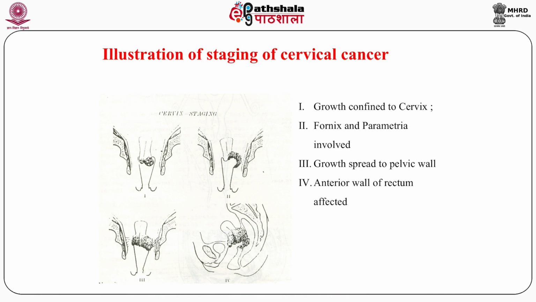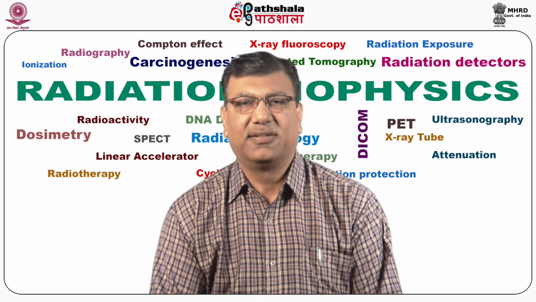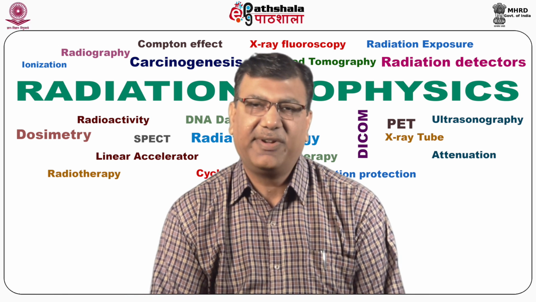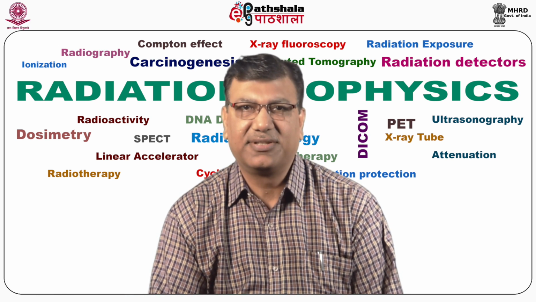This again shows the different stages of cervix cancer. Growth is confined to the cervix in the first case. In the second case, growth is in the fornix and parametria are involved. In the third stage, growth has spread to pelvic walls. And in the fourth stage, the anterior wall of the rectum is affected. If we see the different stages of cancer in the carcinoma cervix case, we find that most of the time growth extension is in the lateral direction.